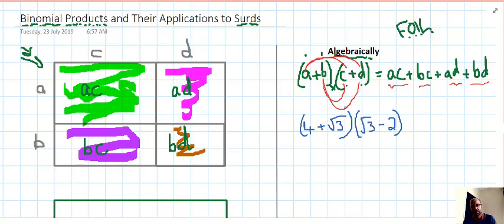So here's an example. 4 plus root 3 multiplied by root 3 minus 2, there in blue. It's a binomial product because it has 2 binomials multiplied together. 4 plus root 3 is a binomial, root 3 minus 2 is another binomial, and you can see them multiplied together. So whether you think of it in terms of an area or the FOIL type pattern, you need to be able to multiply and add using your existing skills.